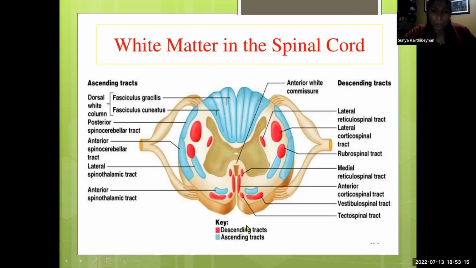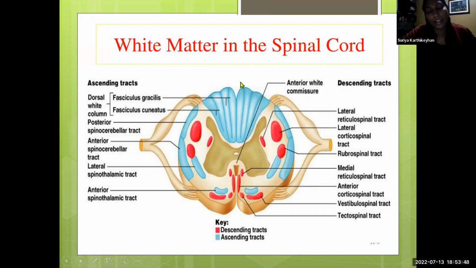This is again about the white matter of the spinal cord, only the white matter. The blue colored ones are all the ascending tracts, and the red marked ones are the descending tracts. This is the posterior white column, lateral white column, and then anterior white column. In the same way, when we are reading about the nucleus and the gray matter, we are going to name these tracts one by one. First, we'll be seeing the tracts in the posterior column.